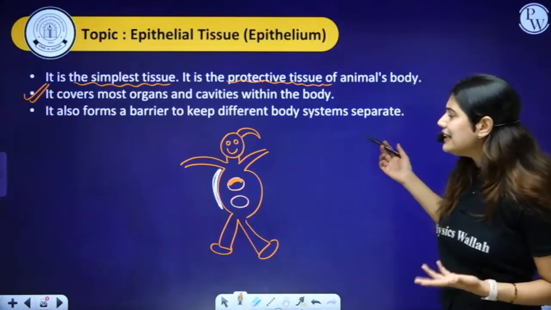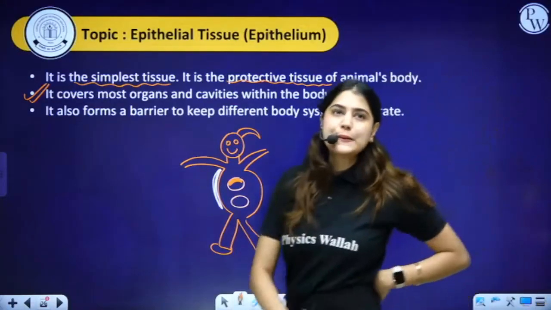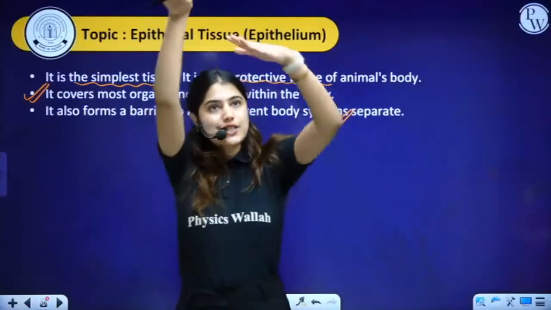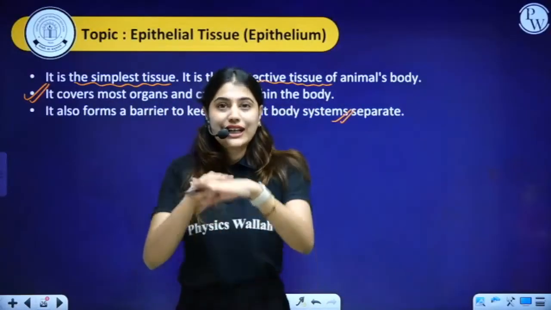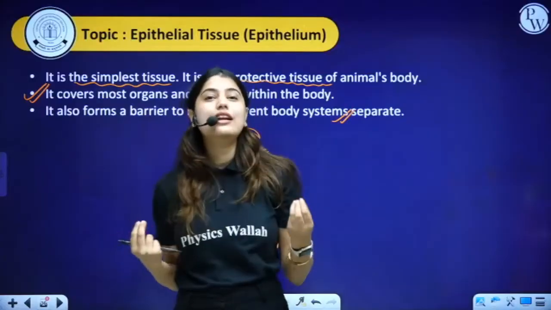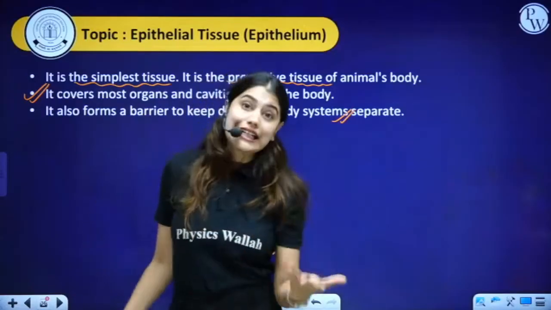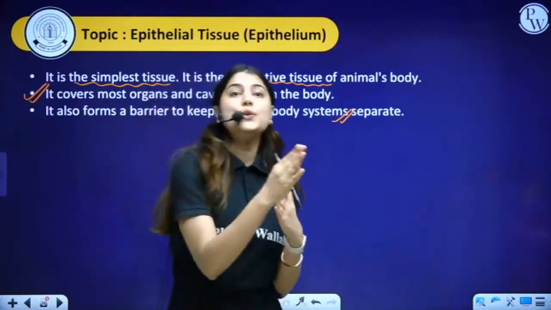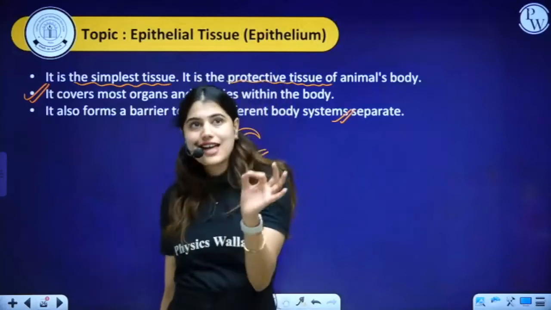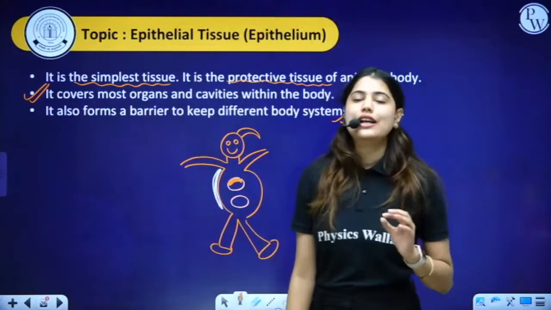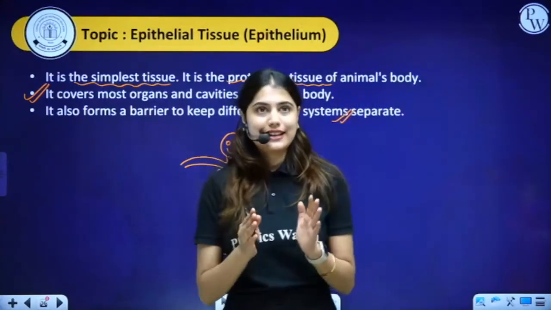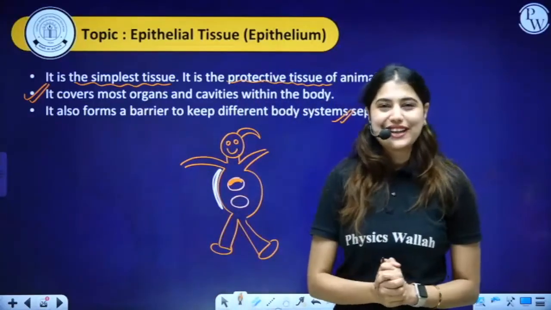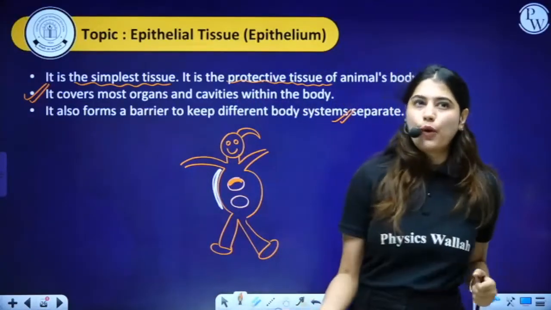And obviously it is acting like a barrier. Why am I saying that? Anything which has to enter into my body has to cross at least one layer of the epithelium, and if anything has to exit from my body, it also has to cross at least one layer of the epithelium. So that was about the epithelium. Let's discuss more about it, right?